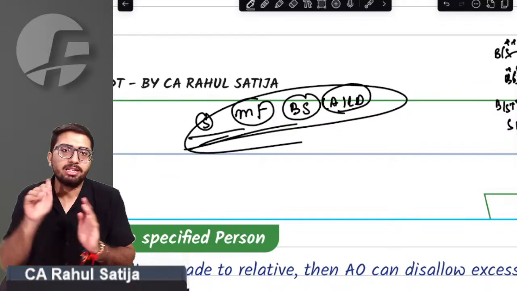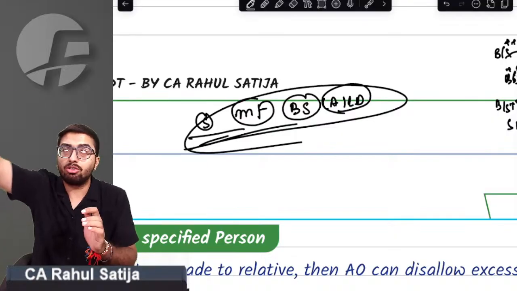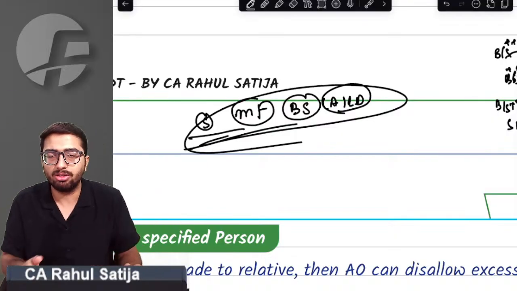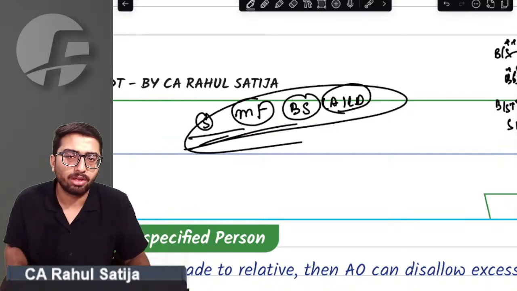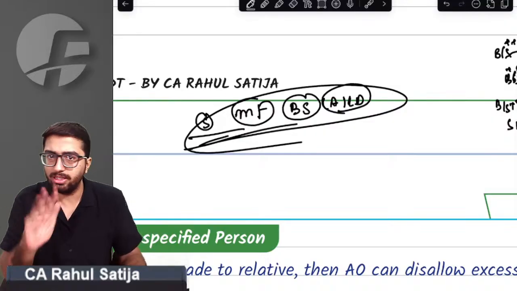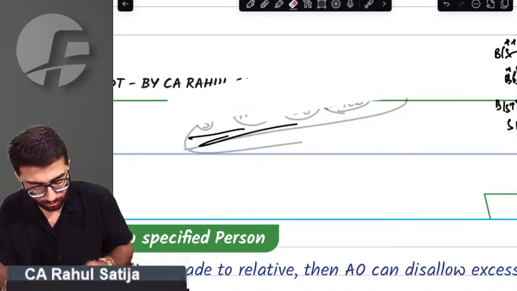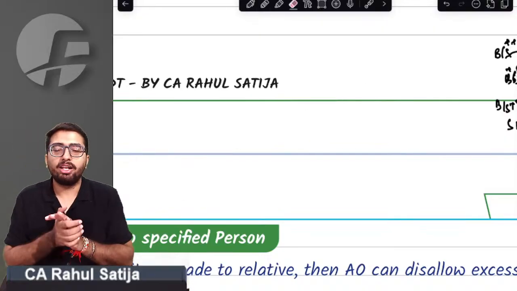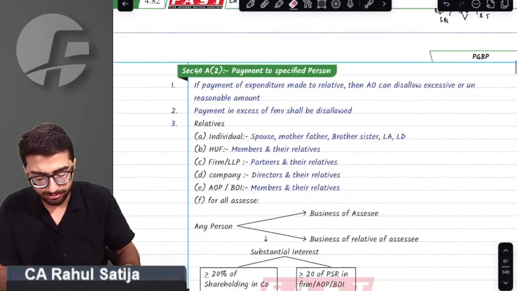Sir, what is LA and LD? LA implies lineal ascendant. It implies any person who is in your top-notch hierarchy, for example your grandfather, your grandmother, your mother, your father. That is the lineal ascendant. Your son, your grandson, your daughter, your granddaughter is your lineal descendant. So we got this point. Sir, for an individual, his spouse, mother, father, brothers, sisters, his LALD are relatives.